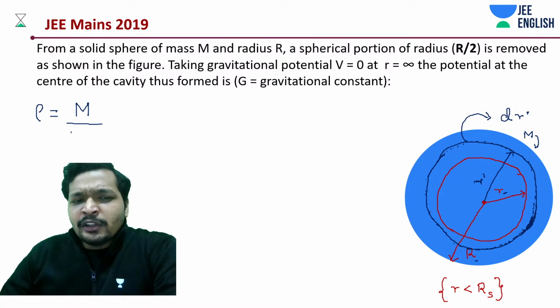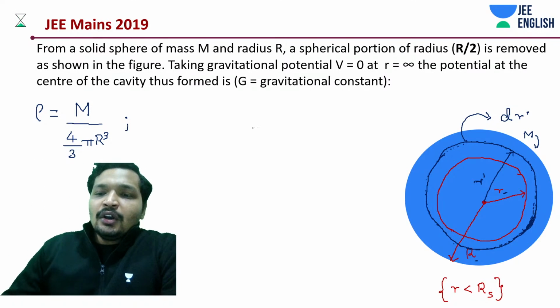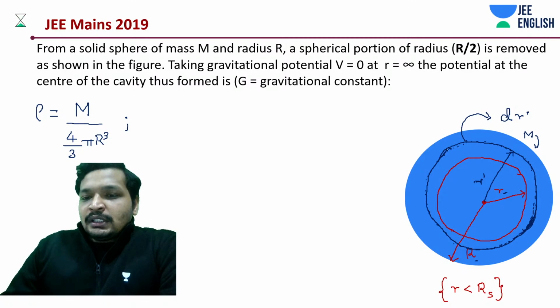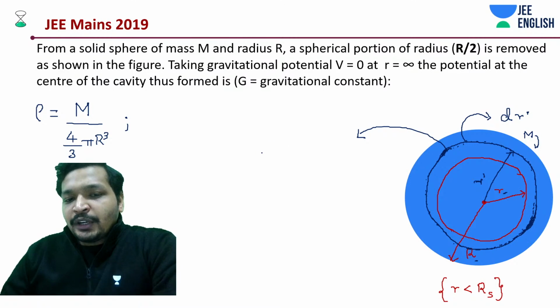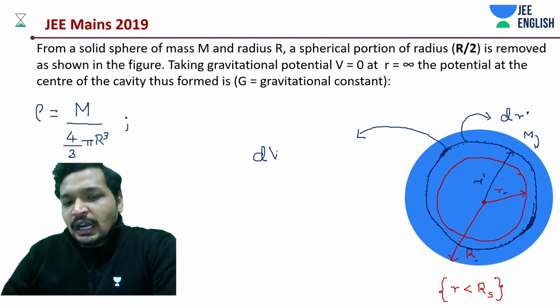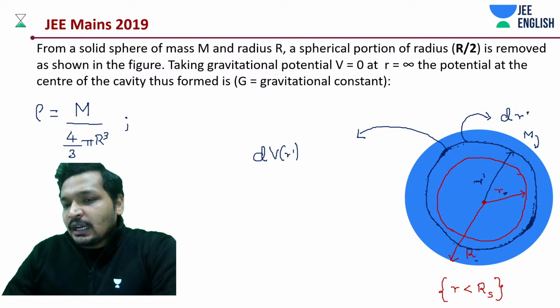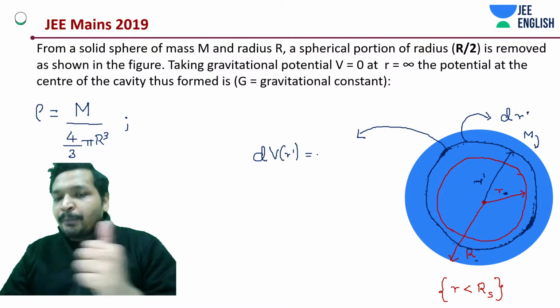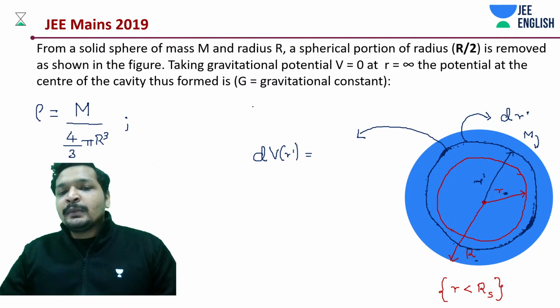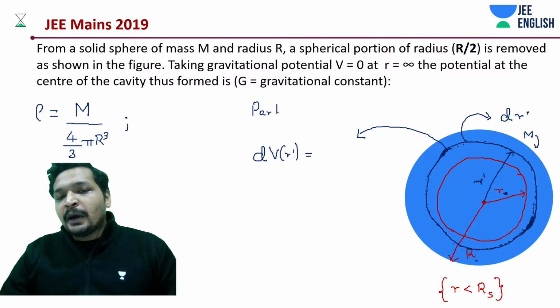Divided by volume, right? What is the volume? 4 by 3 pi r cube. We know this thing, we just have to keep this aside. Let me come to this point. This shell has some thickness, and what is the gravitational potential dV at r dash due to the shell at a distance r? It's at a point r dash. So first of all we will be discussing part 1 of the sphere.